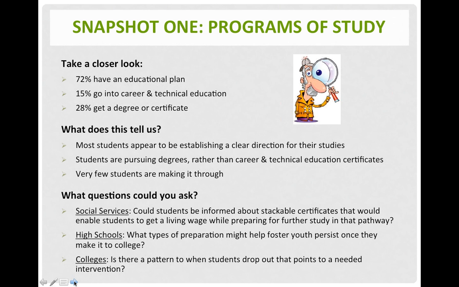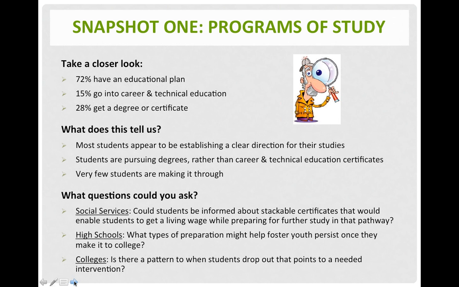The other thing that we can see from these data is that less than a third of students are actually making it to completion. They're not getting a certificate or a degree. So we've got a disconnect between students that are really clear on what they want to do and whether they're actually making it there. So there's a number of questions that different people might want to ask of themselves and of their students related to this.